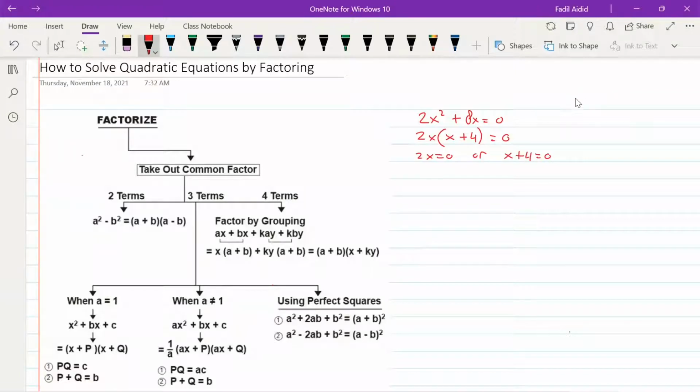For those of you who don't know, the null factor law is about the product of two objects, let's say a times b equals 0. One of them must be 0, either a equals 0 or b equals 0. So we use this principle. When we have the product of two things equals 0, we use this. We call it the null factor law.